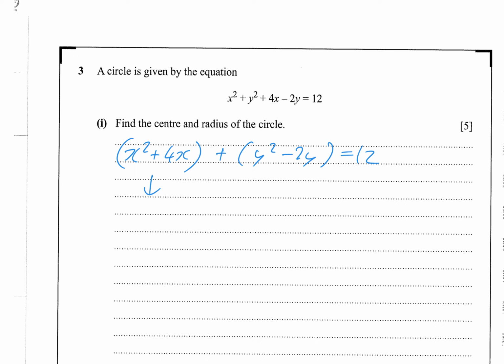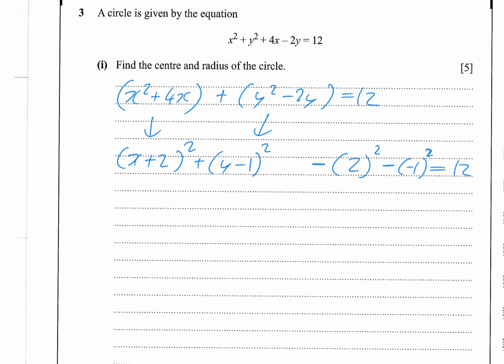So this thing here, I'm going to rewrite that as x plus 2 squared. If I do that, I get an extra 2 squared term, so I need to remember to take it away. This bracket here I should say, I'm going to write as y minus 1 squared by completing the square. And if I do that, I'm going to have to remember to take away a minus 1 squared term, okay, to keep everything balanced. And then that means I've got x plus 2 squared plus y minus 1 squared is equal to 12.